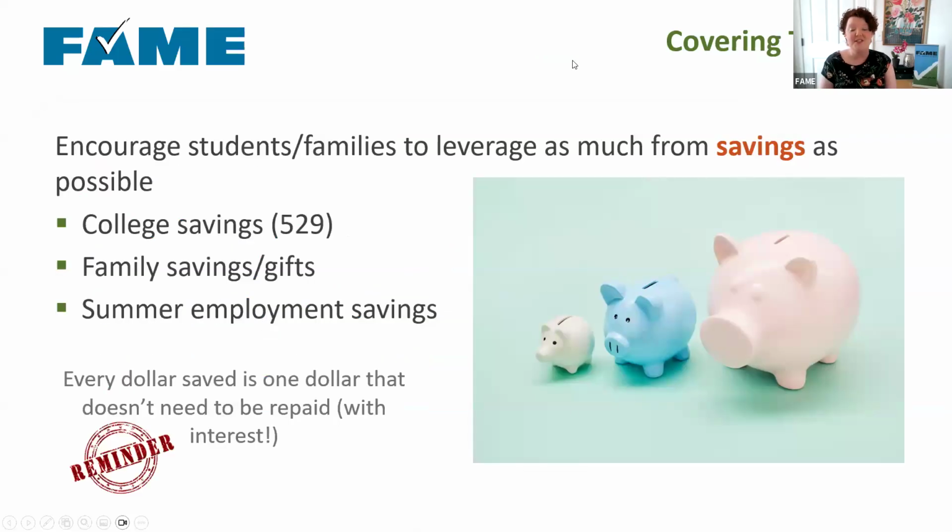All right. So let's talk about some other steps in that process. One is to encourage students and families to leverage as much from savings as possible. So look at what they have in savings or what they can build in savings. Even if they're seniors right now, they still have time to utilize some of those things. So college savings like 529s.